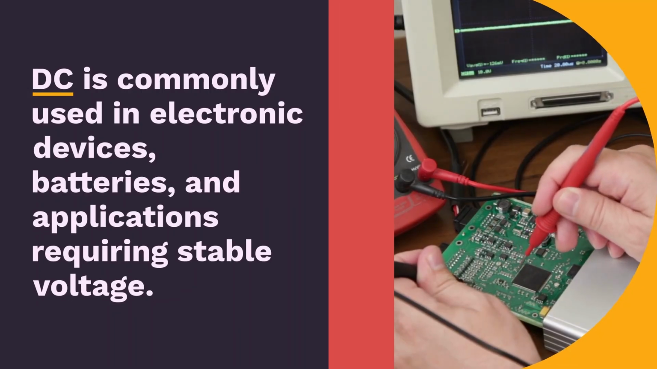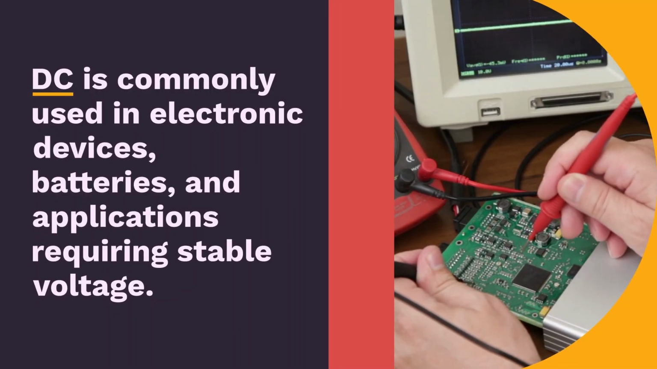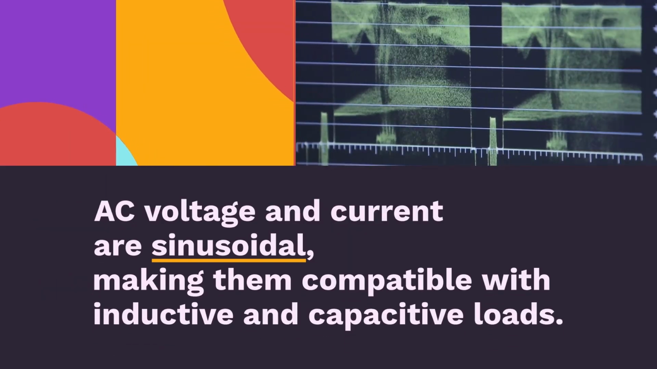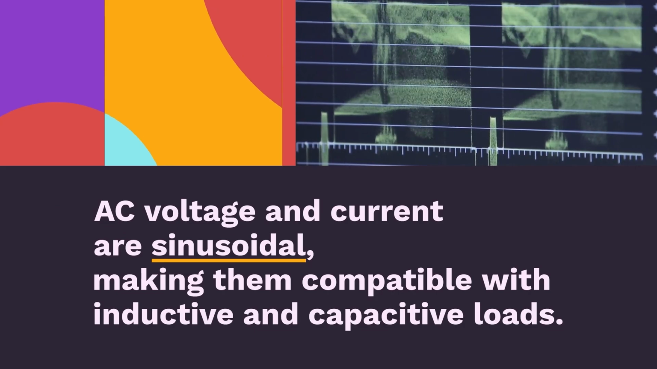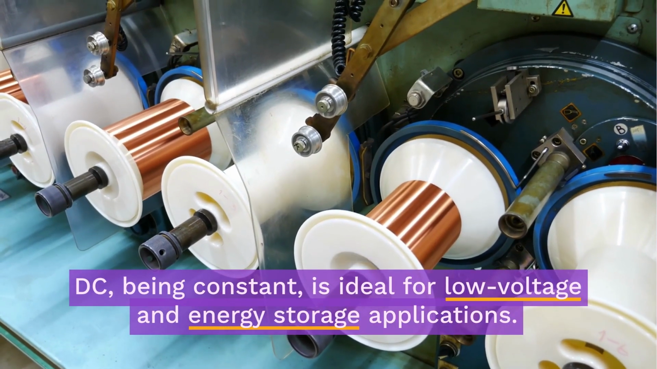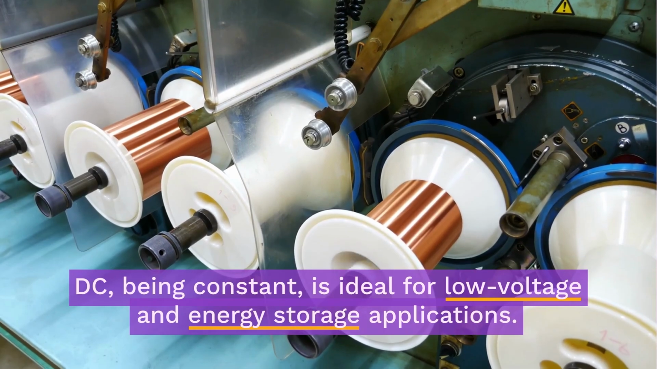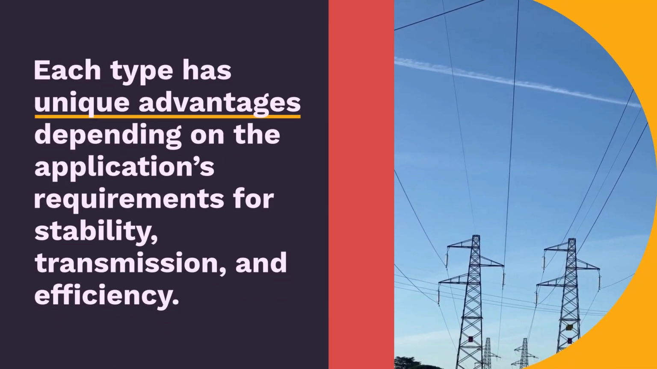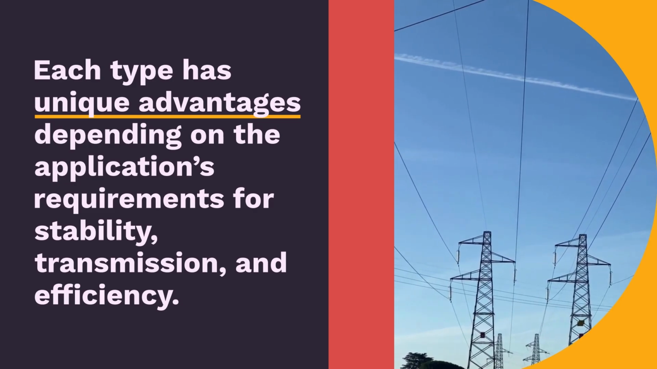DC is commonly used in electronic devices, batteries, and applications requiring stable voltage. AC voltage and current are sinusoidal, making them compatible with inductive and capacitive loads. DC, being constant, is ideal for low voltage and energy storage applications. Each type has unique advantages depending on the application's requirements for stability, transmission, and efficiency.